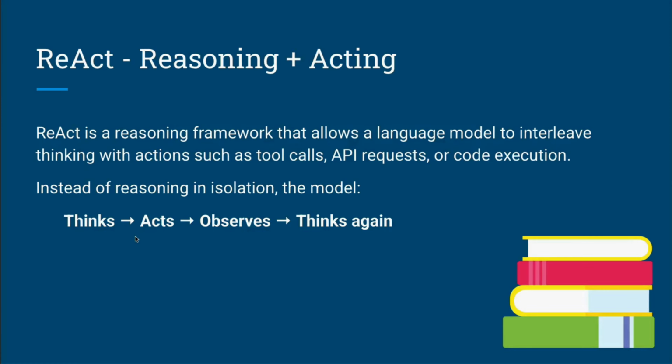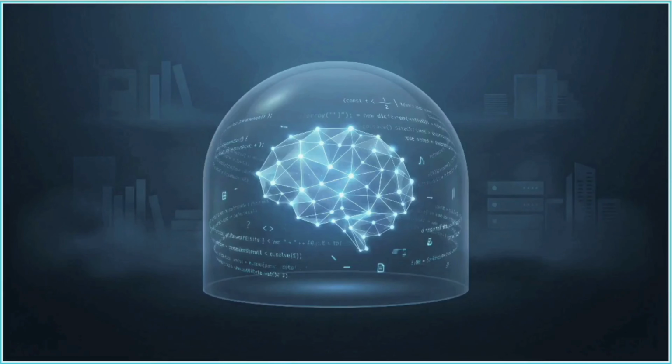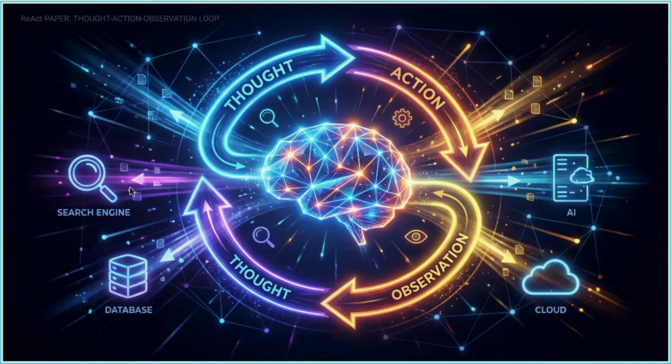So let's talk about one of the most important papers in agentic AI, which is ReAct: Synergizing Reasoning and Acting in Language Models. Before this paper, language models could reason, but they were disconnected from the real world. They answered questions even when they should have searched, checked, or verified information. What ReAct did was simple but powerful. It forced the model to alternate between thinking and acting. So instead of just producing text, the model follows a loop: thought, action, observation, and thought.